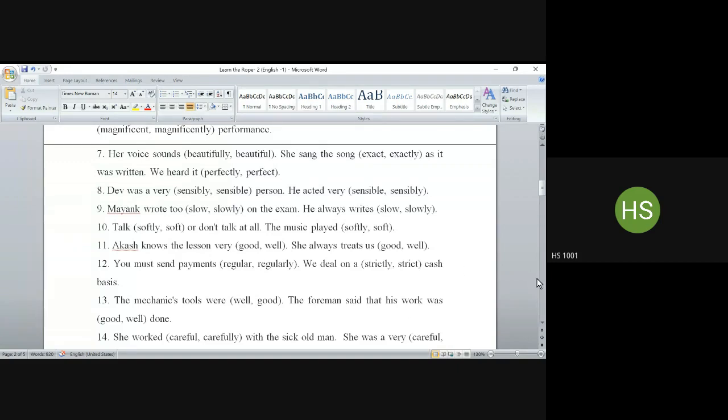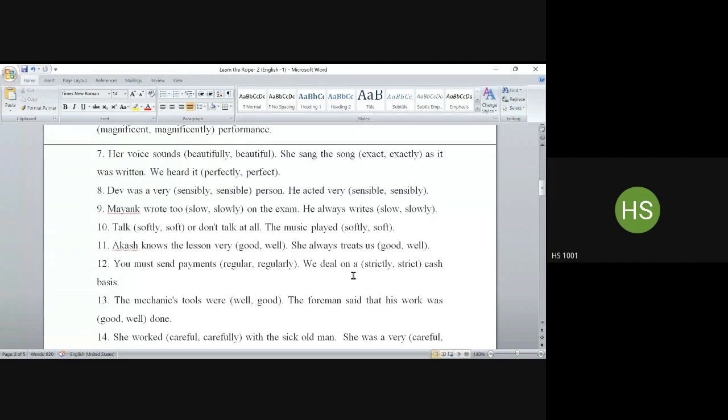He acted very sensibly. Again, look at the thing. Sensibly is what? It's an adverb, and very is qualifying another adverb. So we know the function of an adverb is to qualify either a verb, another adverb, or an adjective. So in the first case, it was qualifying an adjective. Second case, it is qualifying another adverb. Okay. Ninth one, Mayank wrote too slowly on the exam. He always writes slowly.